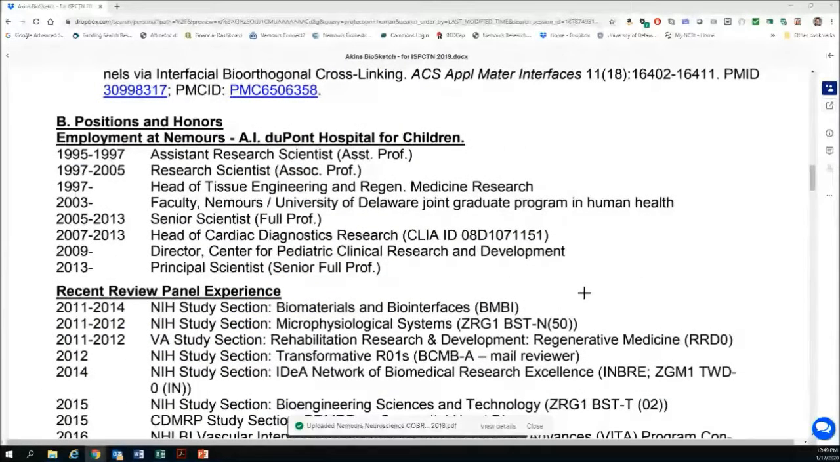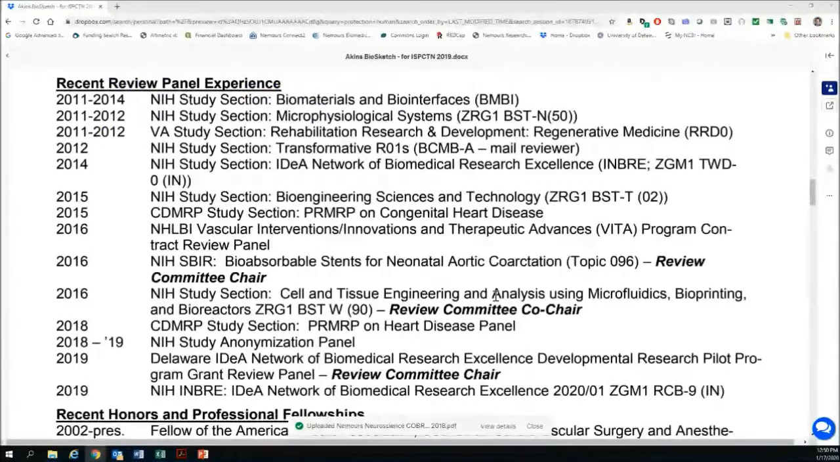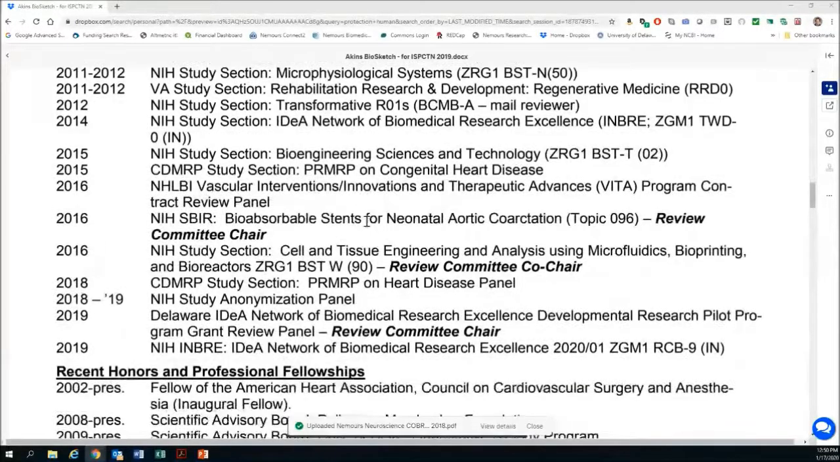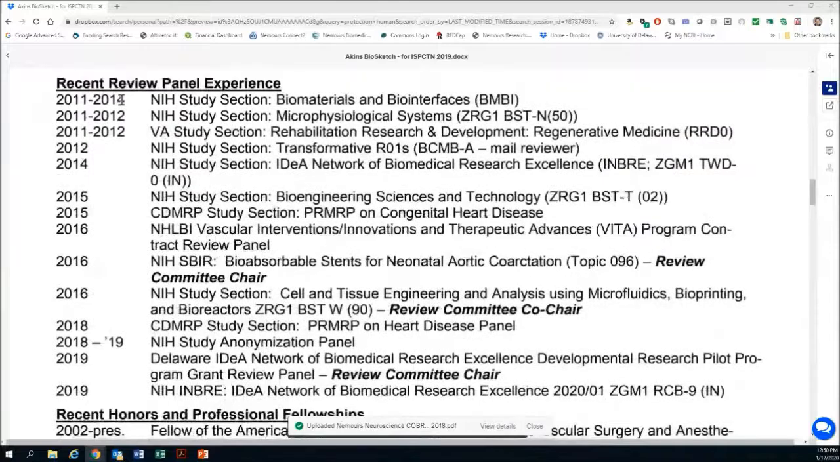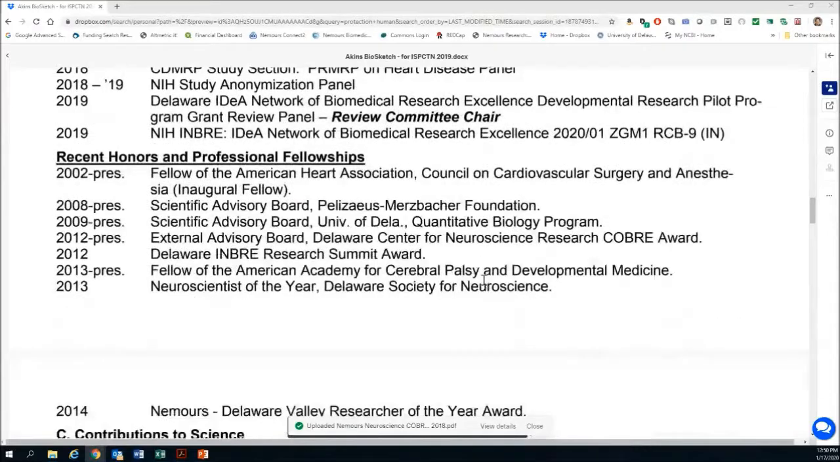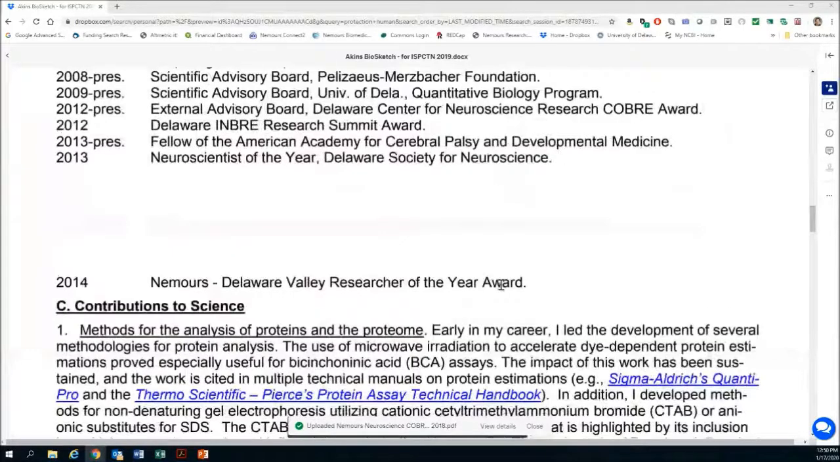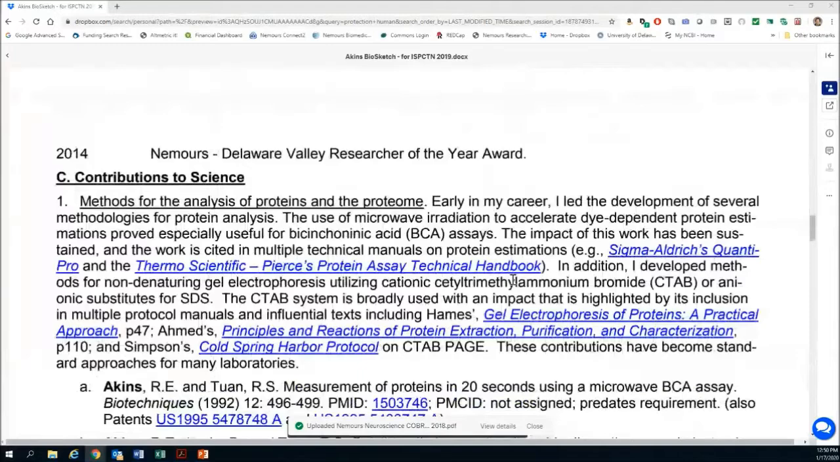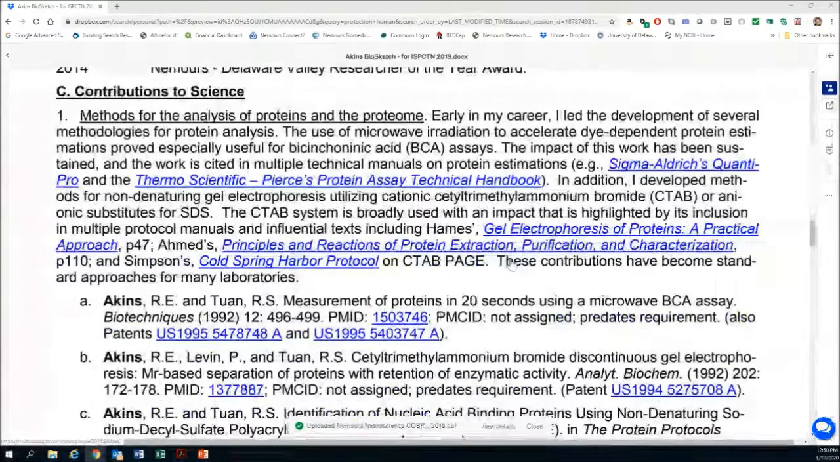positions and honors, and this can vary from study section to study section. What these folks are looking at is someone who has a lot of experience, so I include my review panel experience. Usually I wouldn't go back this far; these I would have taken out, that's too far back to go. I didn't edit this properly, or maybe this is a penultimate version. Then honors, and then you have a section which goes back to one of the things Caroline said.